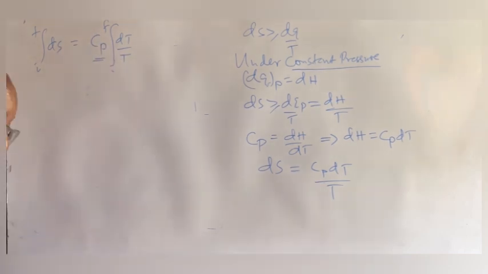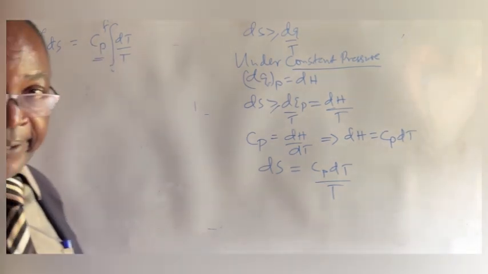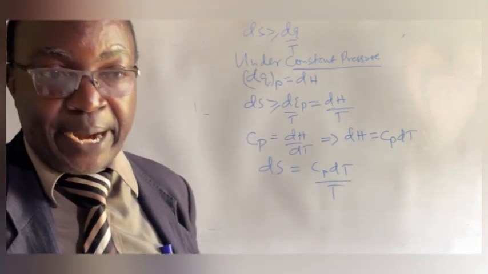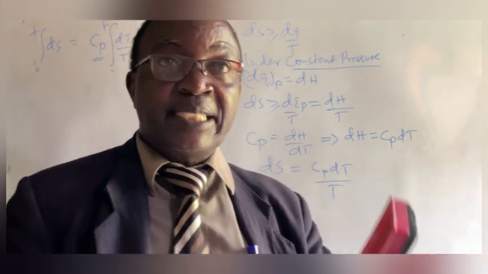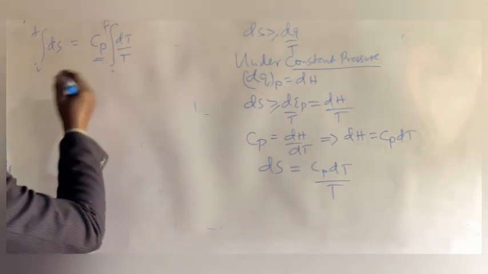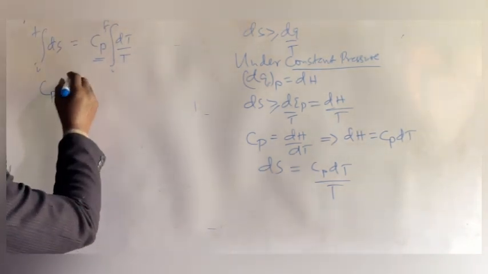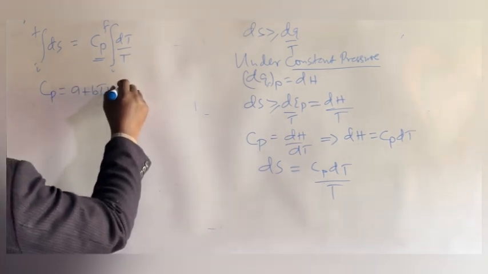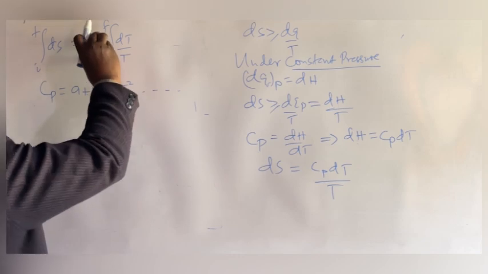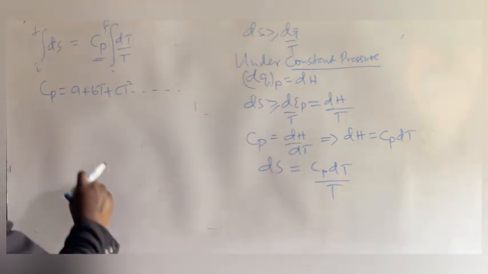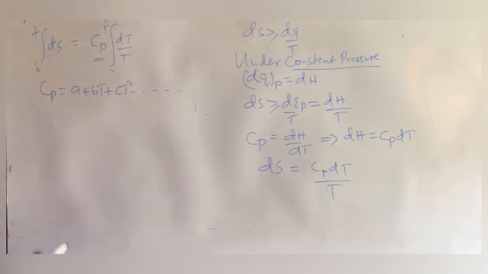Note that we are assuming Cp is constant. That's why we can bring it out of the integral. But like we have mentioned in some other lectures, when we derived the Kirchhoff equation, we know that Cp in general is not a constant. It has some series form, a plus cT squared, etc. So you have to plug it in there and solve that particular integral. It normally depends on temperature, but here we are assuming it is constant.